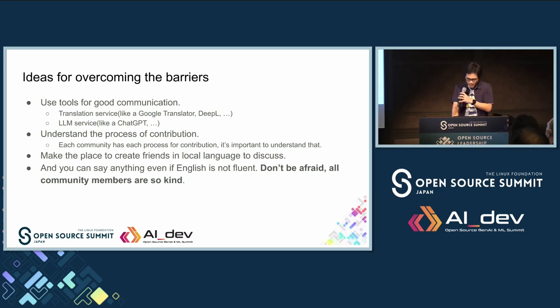And you can say anything, even if English is not fluent. Don't be afraid. All community members are so kind. I think the last item is so important. If you use translation service or LLM service, and good English is produced by these services, it's okay. But the core importance is don't be afraid. All community members are so kind. So it's okay to use broken English, like me, including me. It's okay. Community members are so kind, so helpful. I emphasize this message.